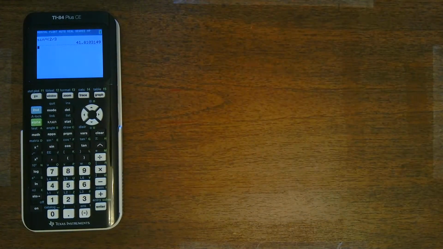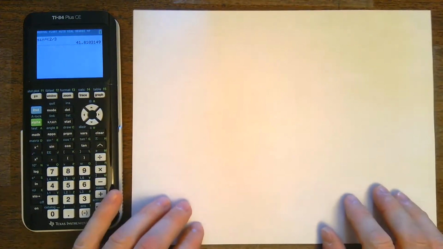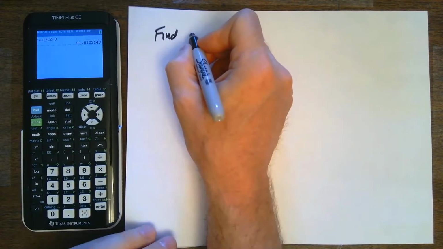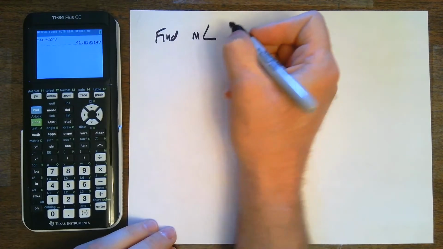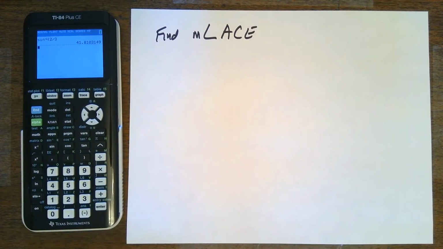All right, so hopefully nothing new so far, right? Nothing new. All right, here's where it's going to get a little crazy, ladies and gentlemen, because now we're going to apply this. We're going to move these into 3 dimensions. All right, so here's the problem that I would like to do. I want to find the measure of angle ACE in the following diagram.